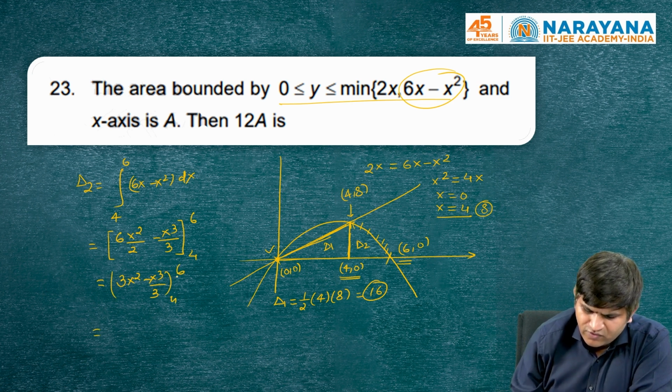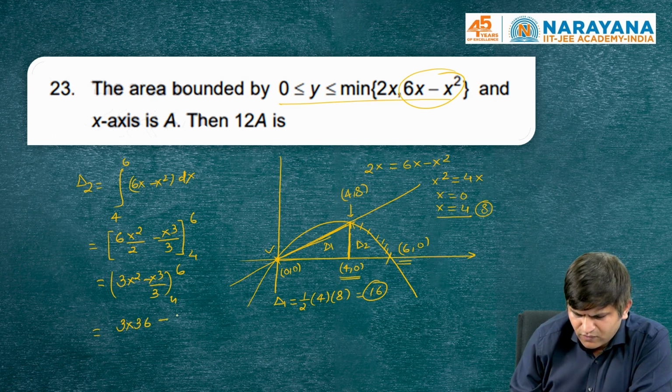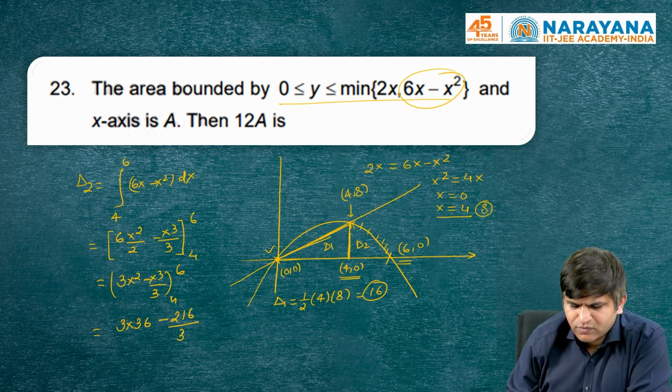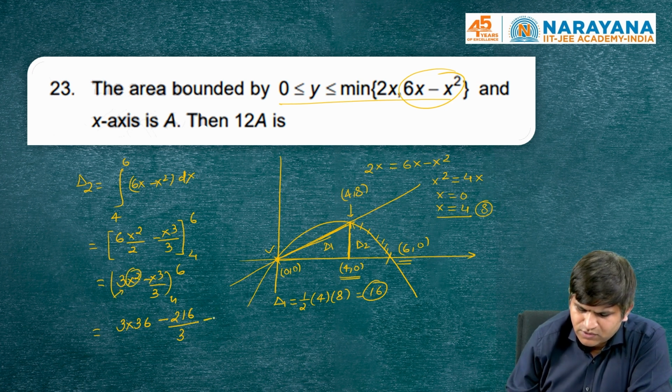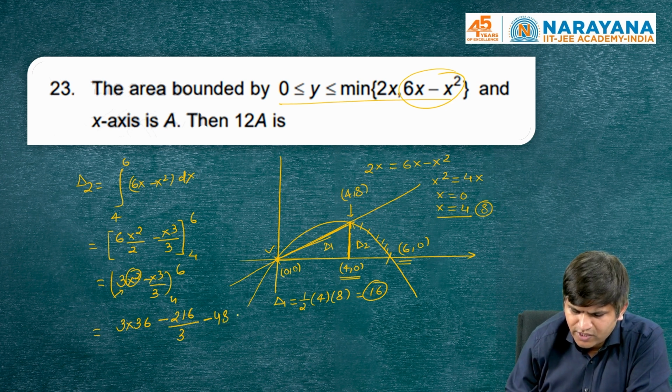So upper limit if we put, that will be 3 into 36. 3 into 36 is 108. Okay, we will solve. And this will be 216 by 3. That is 6 cube minus 4, that is 16 into 3. 16 into 3 will be minus of 48 and plus of 64 by 3. So this we have to evaluate.